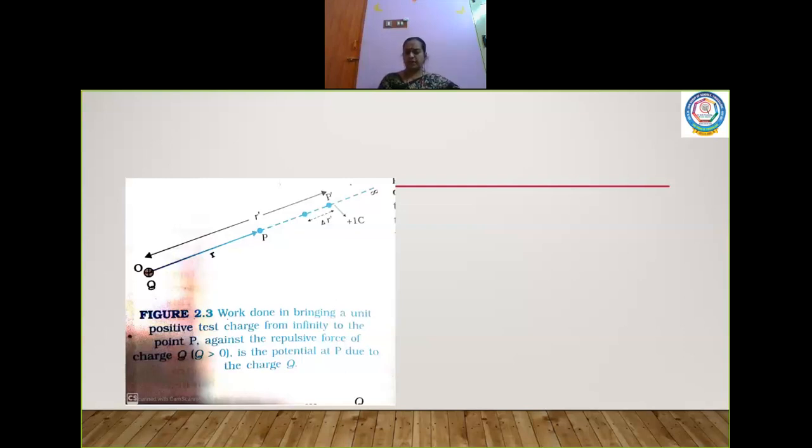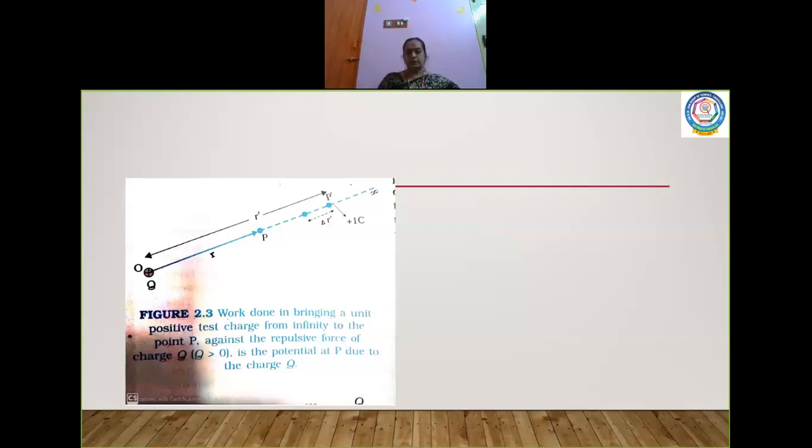So, I wanted to find out the potential at P, which is at r, the position vector. So, the position vector is r from the origin. Now, I should calculate the work done. What is the work done in bringing a unit positive charge? The test charge which I am going to take is a unit positive charge, from infinity to that point P.